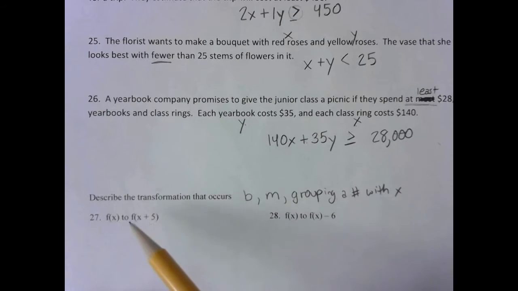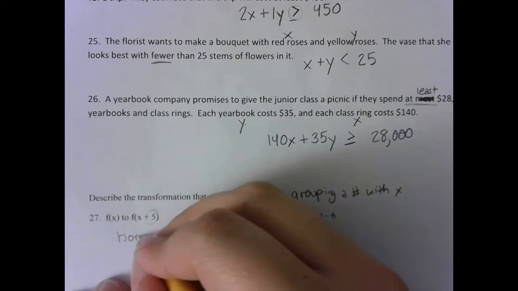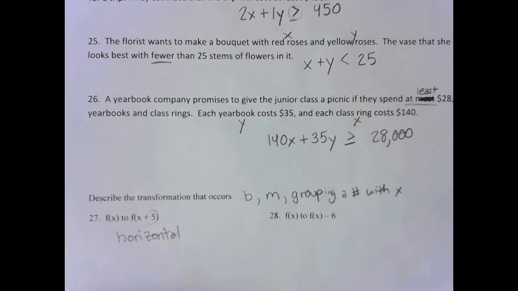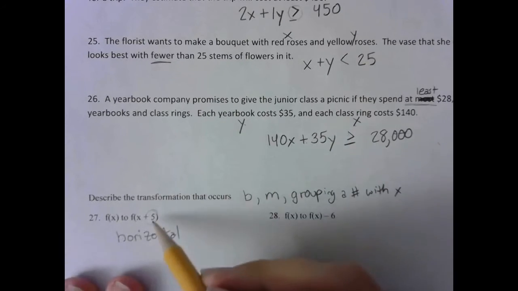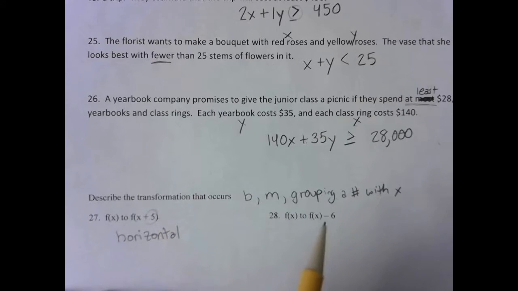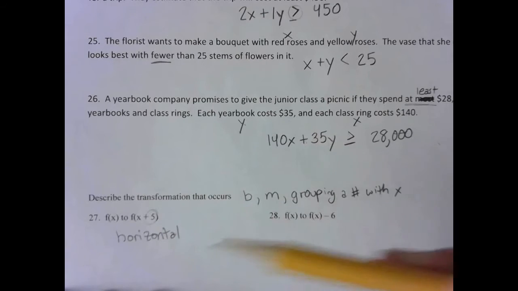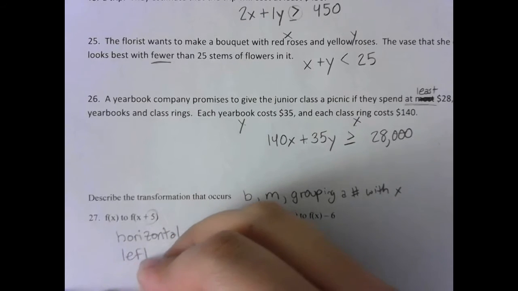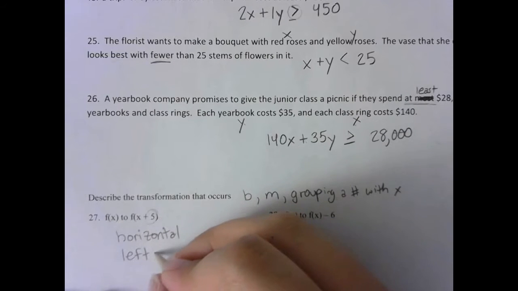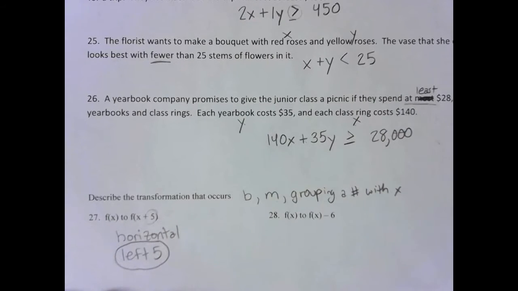Let's look at 27. We're going from f of x to f of x plus 5. Well, it should be pretty obvious. We grouped this number 5 with x. If we look back at our notes, we're going to have a horizontal shift when we group with x. So it's going to be horizontal, but it's going to be the opposite of what you expect. Normally when we think plus 5, we think to the right 5. So instead, we're going to go to the left. So that means left, and guess by how much? 5. So that's how it changes. It went to the left 5.